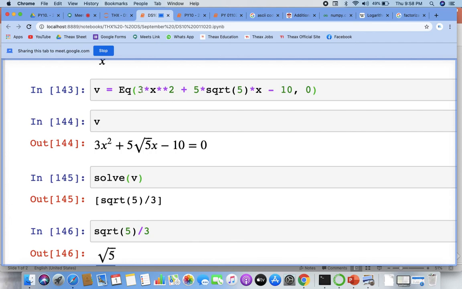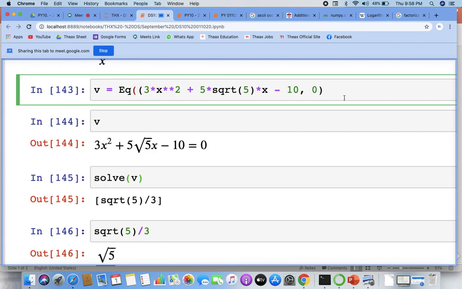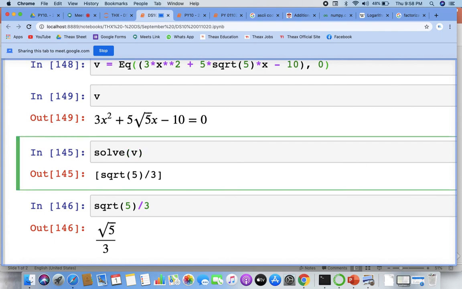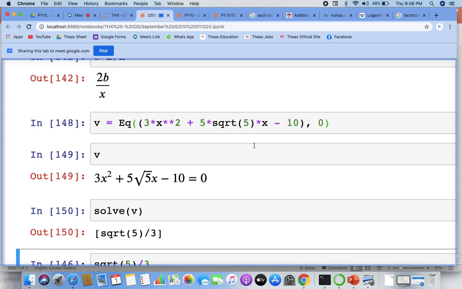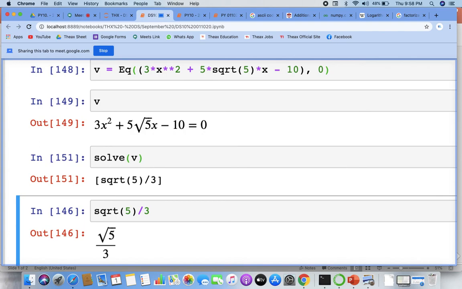Oh, I have got something wrong there. Same brackets. 3x square plus 5 square root of x minus 10 equals 0. That's not giving complete results. Solve is not giving minus 2. What is the problem? Alright, fine. So you can use a lot of functions, like in physics we can do dimensional analysis. A lot of things are there. Okay, practice.